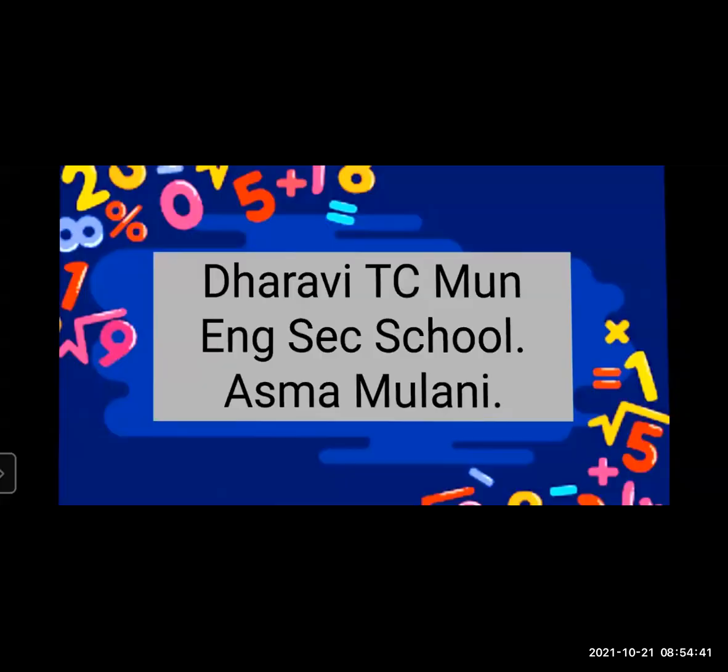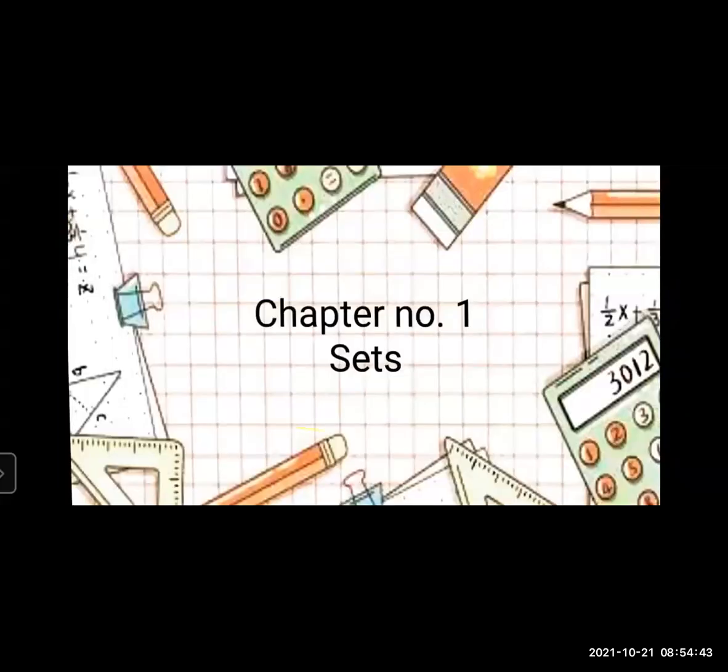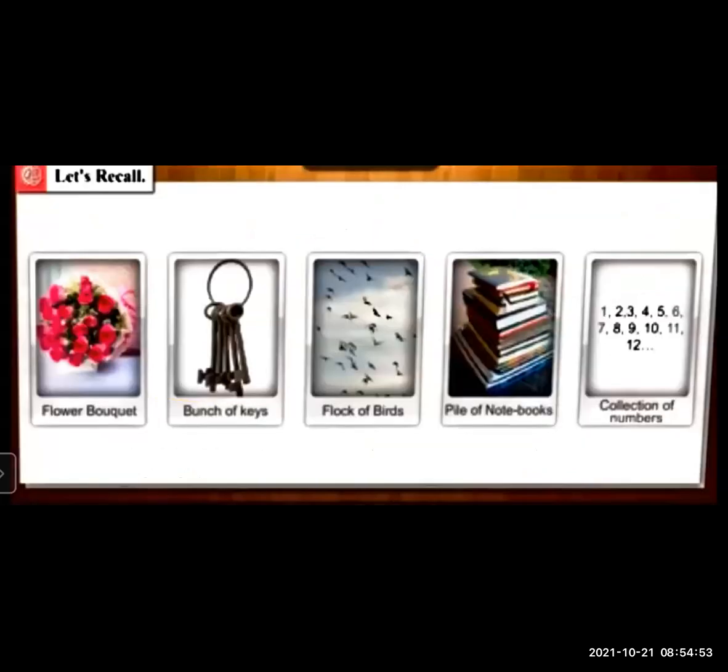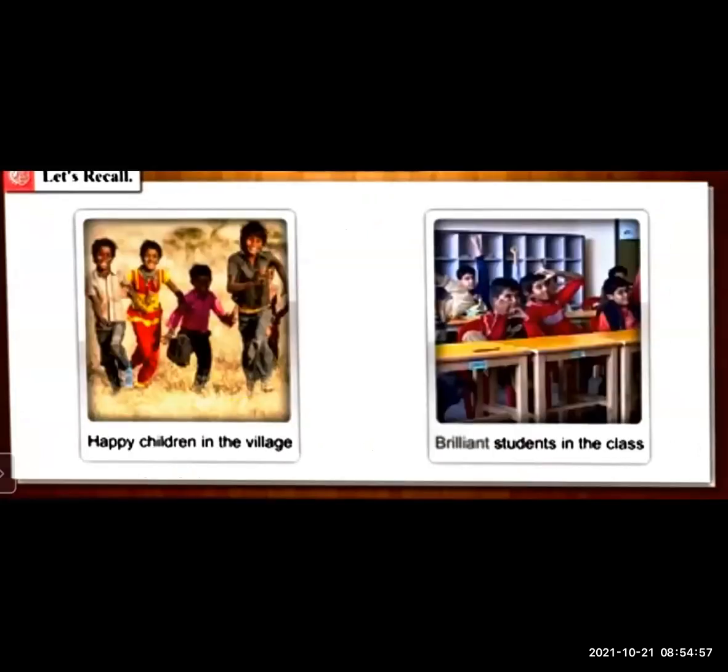Let's have a look at what we studied yesterday. We have done the starting introduction and revision. We use special words for each of the collections given above. In all the above examples, we can clearly list the objects. That collection we call a set. If we can definitely and clearly decide the objects of a given collection, that collection is called a set.